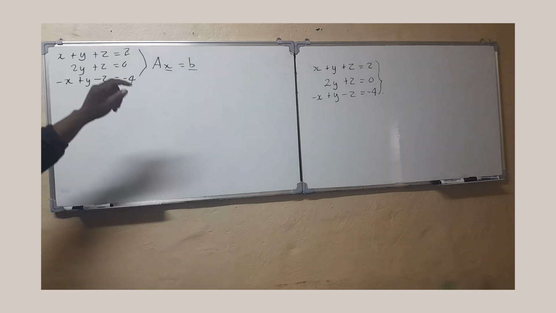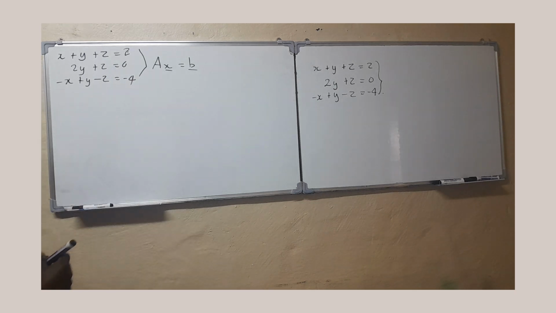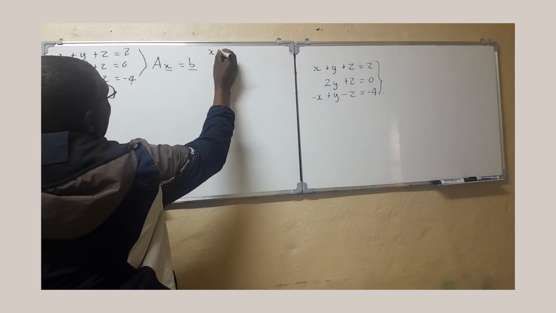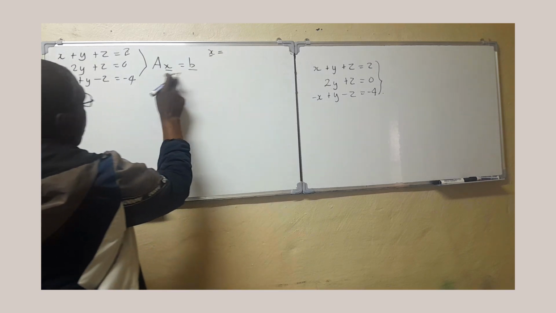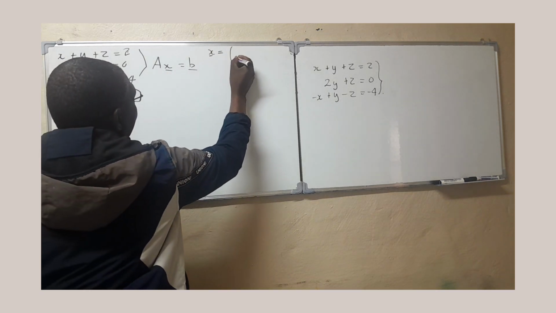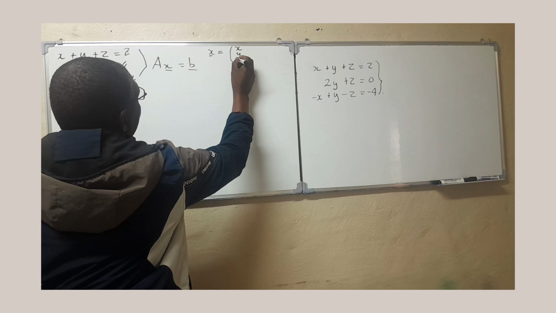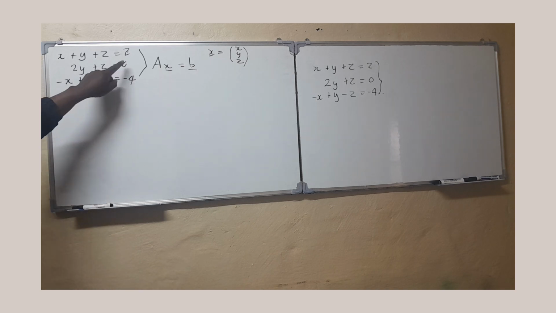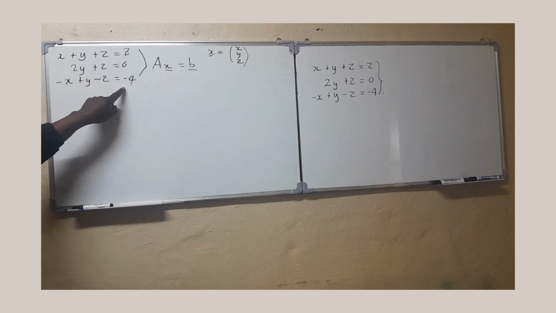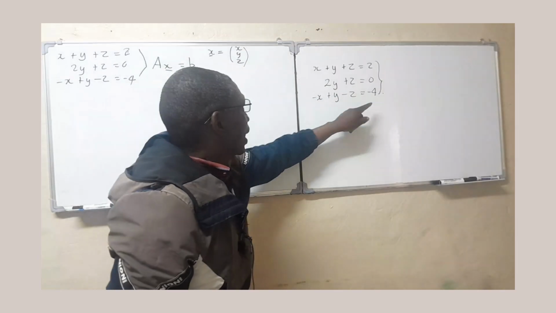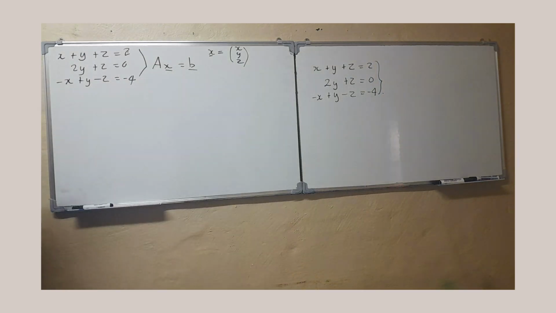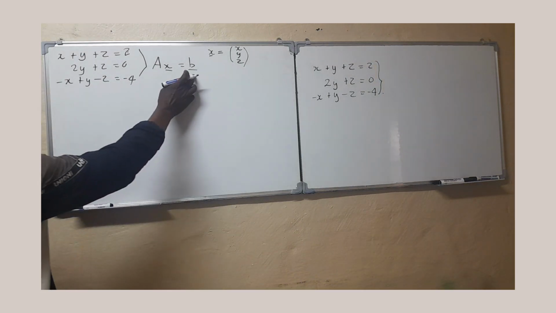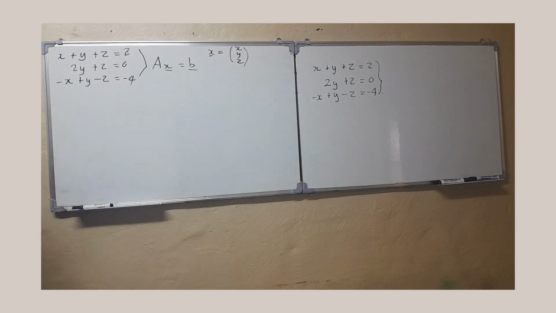Our vector x is the vector of variables, so x is equal to the vector x, y, z. That's why I put a line underneath them. These are vectors. So it's a vector of variables. And vector b is the vector 2, 0, minus 4, the vector on the other side of the equal sign. So now we want to write it in this form. So let's do that and see what happens.